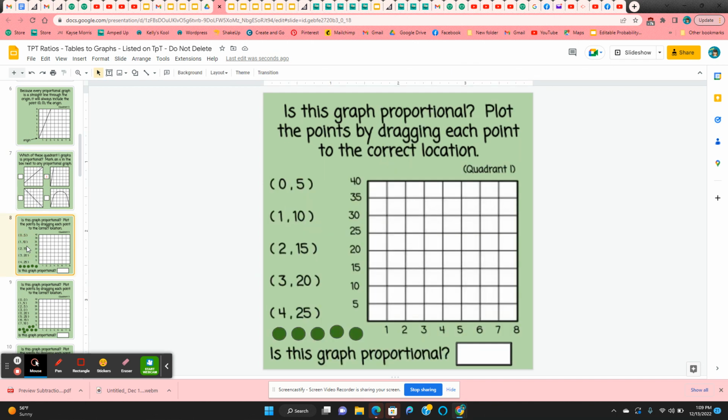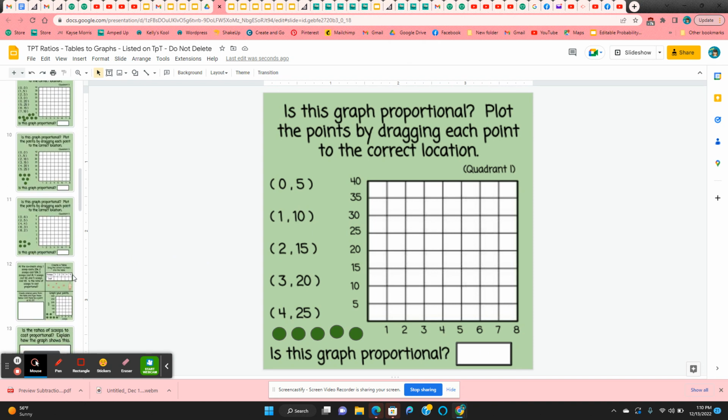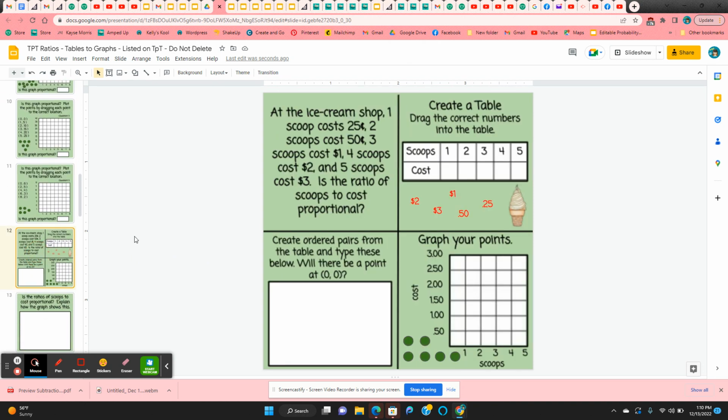Then they're given a few slides with ordered pairs. They have to graph all of the ordered pairs and then determine whether it's proportional, so yes or no at the bottom. So they have a few slides to do that. And then they have a word problem. They're given a word problem here with an ice cream shop. 1 scoop is 25 cents, 2 scoops 50 cents, and so on.